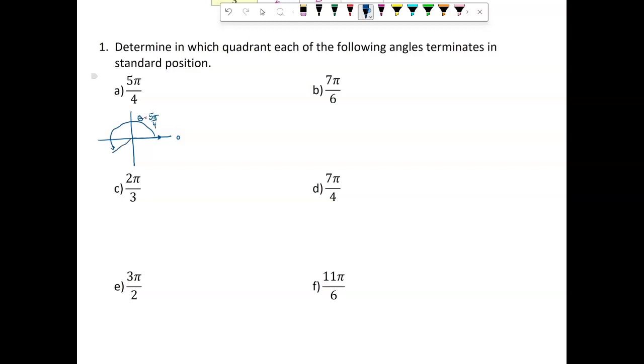And so the terminal arm will end up being here. How do I know that? Well, remember, we know this is 0. Up here is 2 pi over 4, which is pi over 2. And over here would have been 4 pi over 4 because that ends up being pi. So 5 pi over 4 will now be in the third quadrant, because it's ending over here.